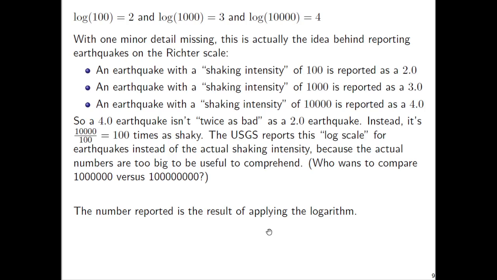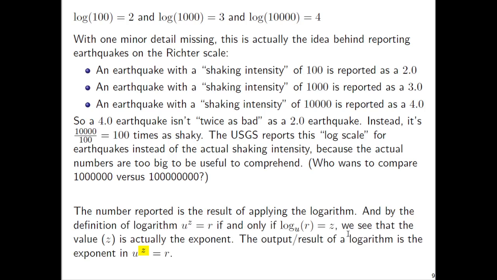It's not the only place this log scale is used. Decibels for how loud sound is. I mean, there are actually lots of applications for this. And so as a general application of logarithms, when the numbers you need to report on are way too big to comprehend, people usually feed them into a log base 10. So the number reported is the result of applying a logarithm.